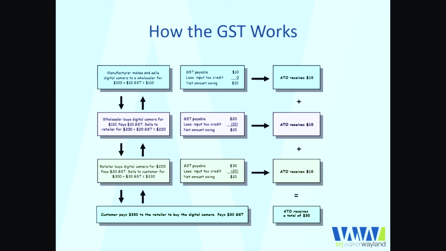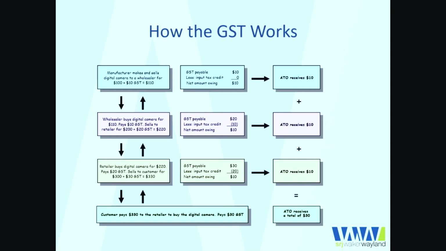So we're just going to start looking at from the time the phone is actually manufactured and ready to be sold. So the manufacturer makes it, he wants to sell it for $100. So that means the manufacturer charges $10 GST. So the GST payable that would go on to the ATO for this particular transaction is $10. The manufacturer gives the ATO $10.